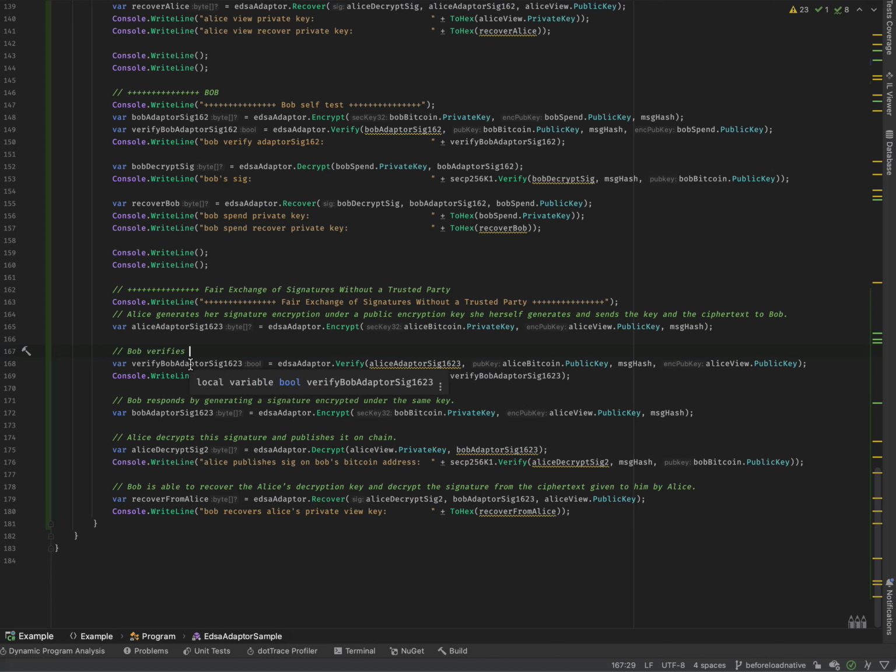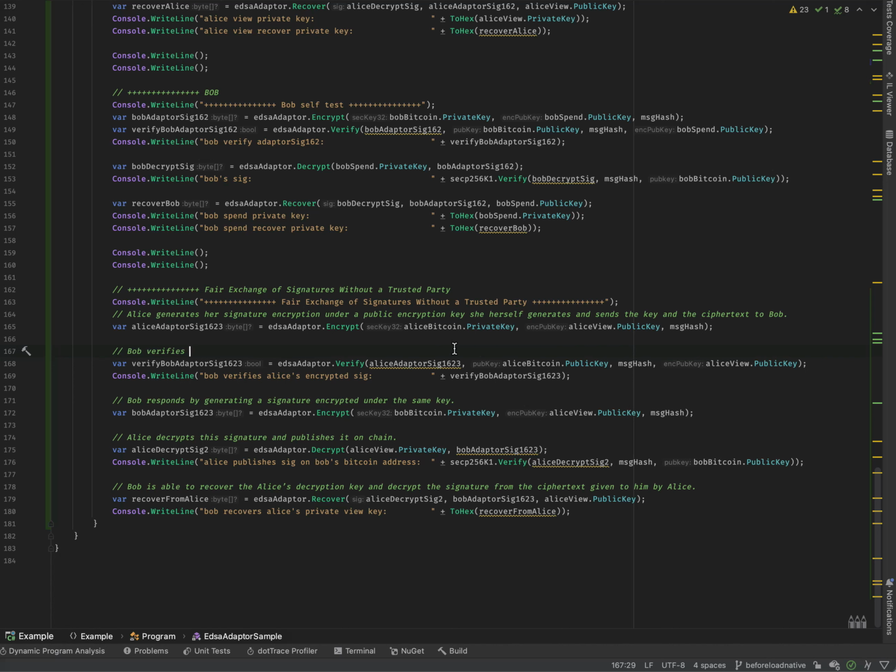Then he responds back by generating a signature on the same key, because we want to be signing on Bob's address. Alice needs to produce a signature that only Bob can produce if he's got the private key. But because we're mixing Bob's adapter, we can then say that Alice can actually sign for Bob.